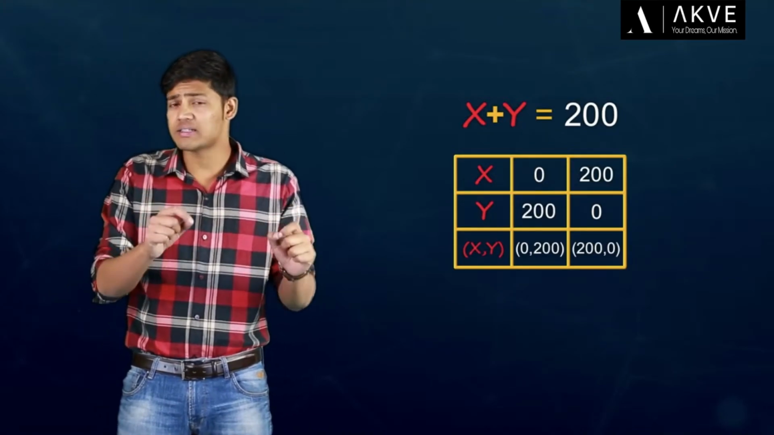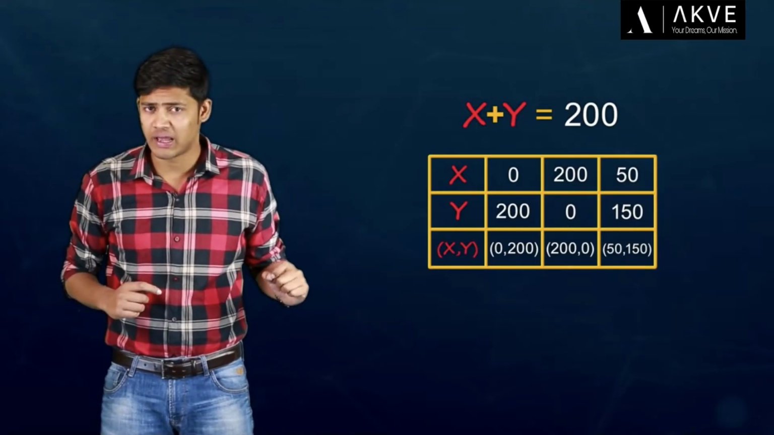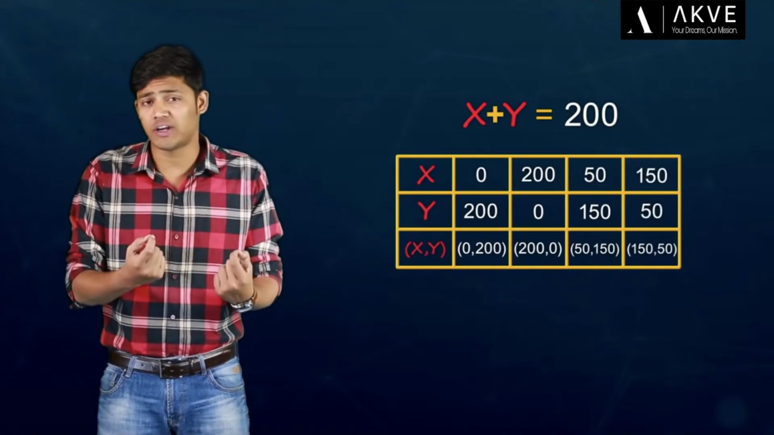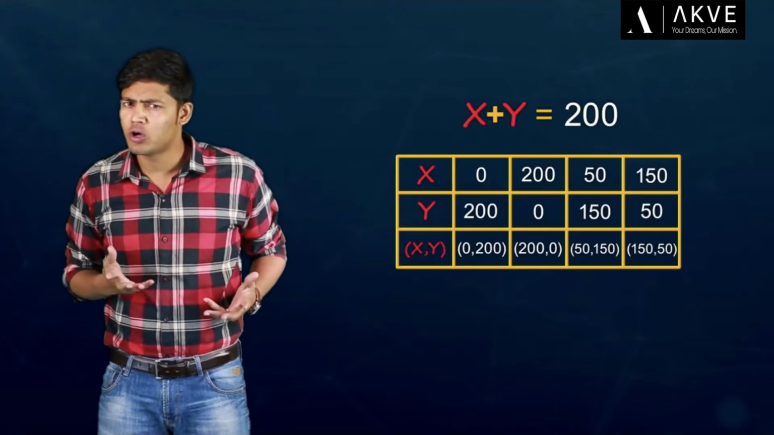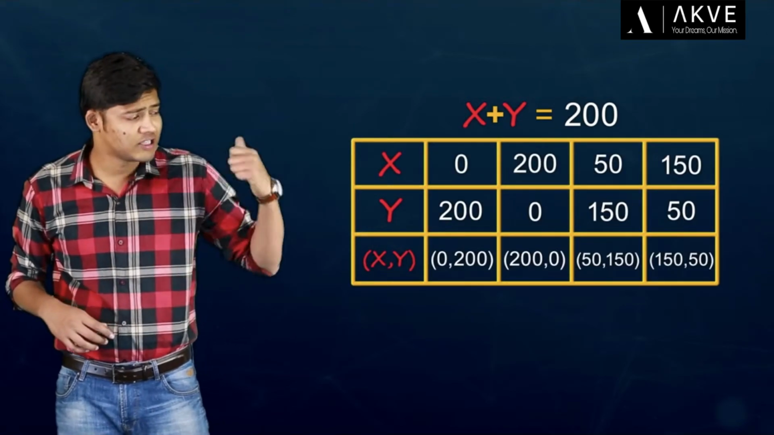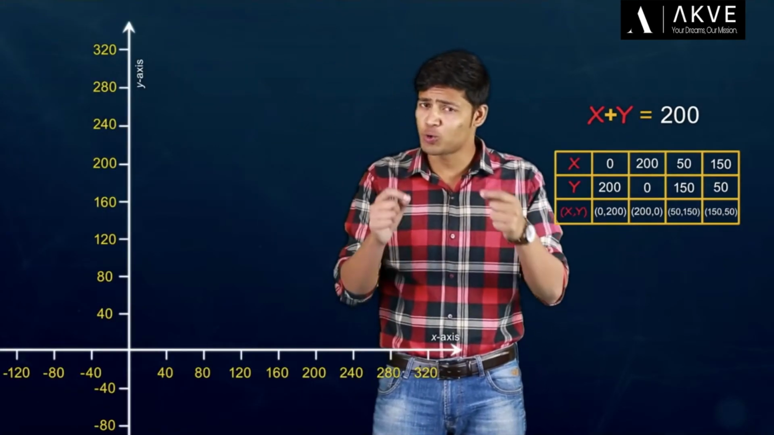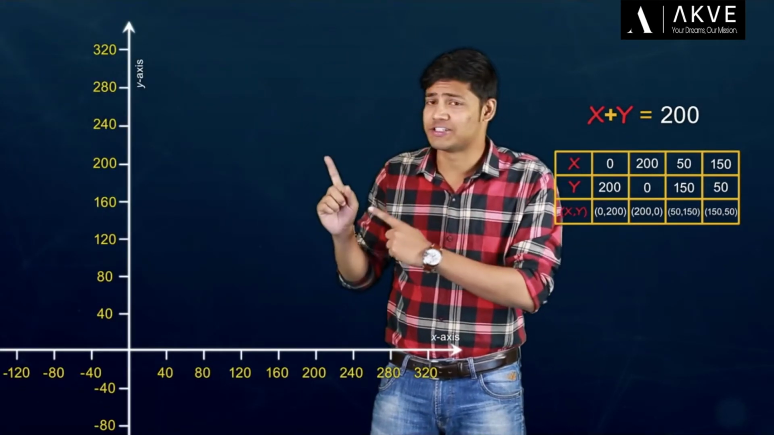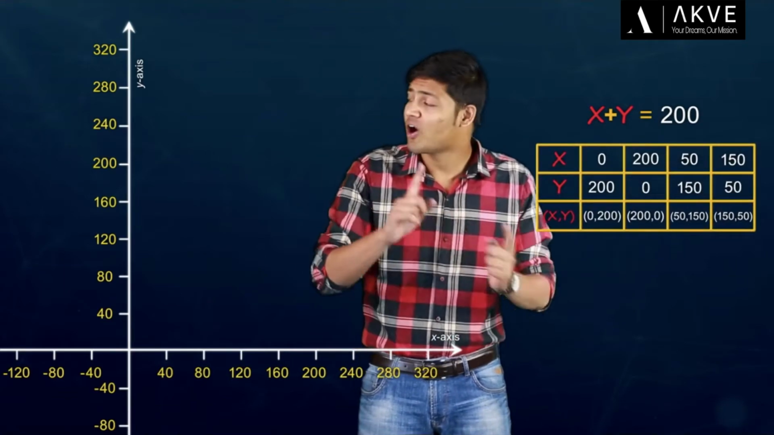Again, if we consider x equal to 50, then y will be equal to 150, and if we consider y equal to 50, then x will be equal to 150. So, what do we do with these values? We know that these values are nothing but the coordinates, and we just saw how to represent the coordinates on the Cartesian plane. So, we simply have to represent these points on the plane.